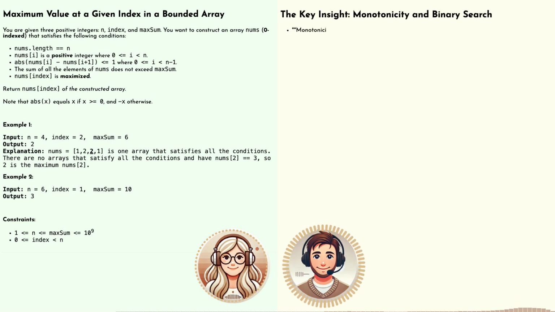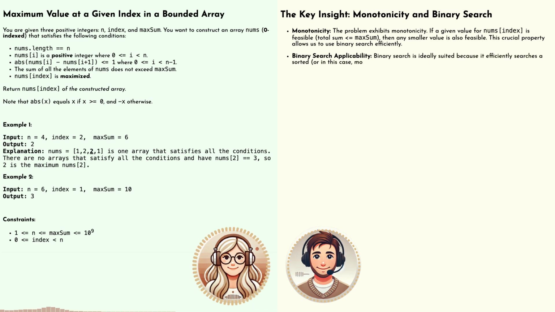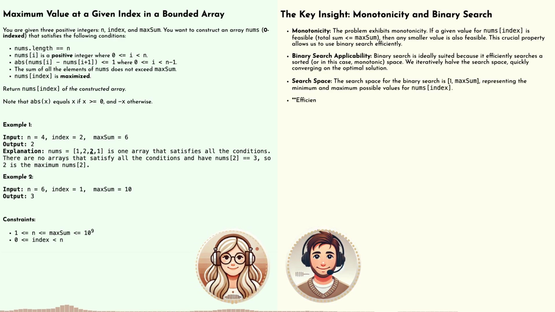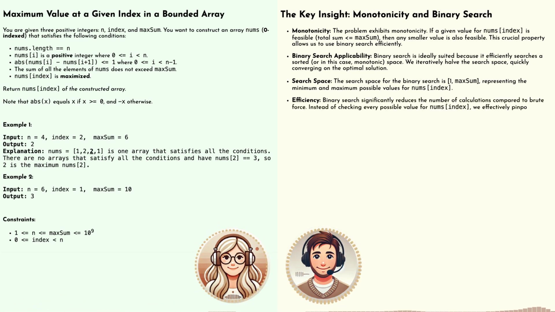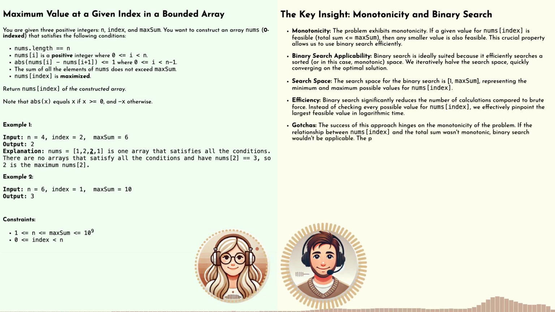But what's the key insight that can lead us towards a more efficient solution? What's something special about this problem that we can exploit? Okay, well, let's think about it this way. If we can actually achieve a certain value at our target index, then anything smaller than that has to also be possible. Oh, that's interesting. Right. So that means this problem has a property that we call monotonicity. Oh, I see where you're going with this.